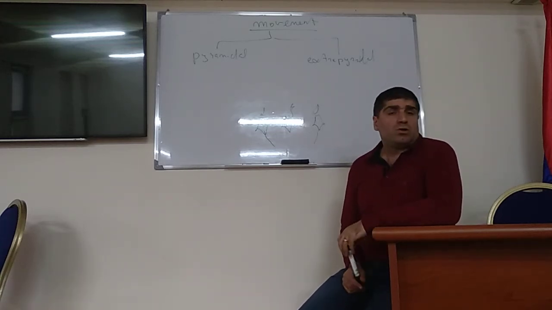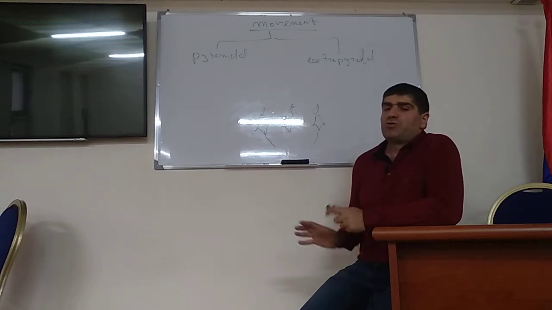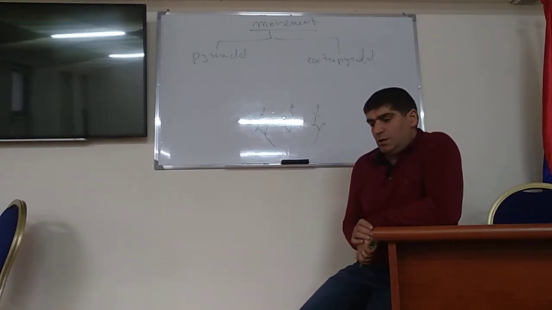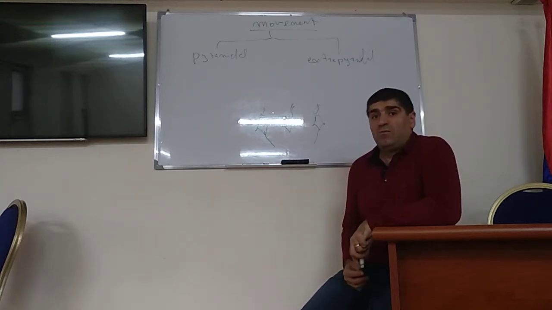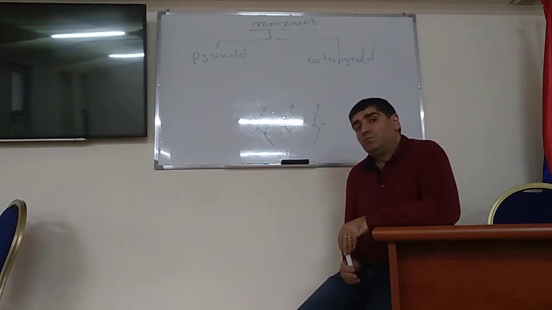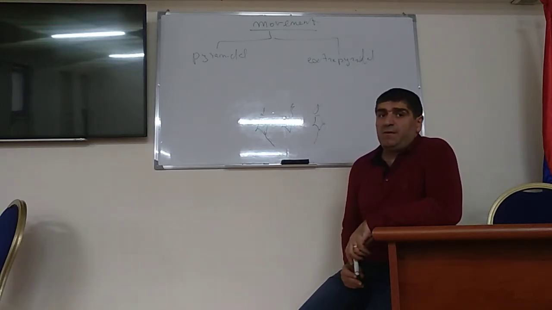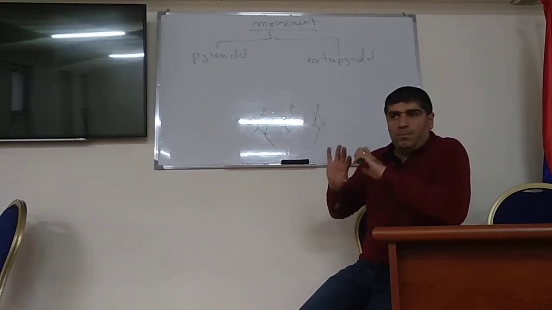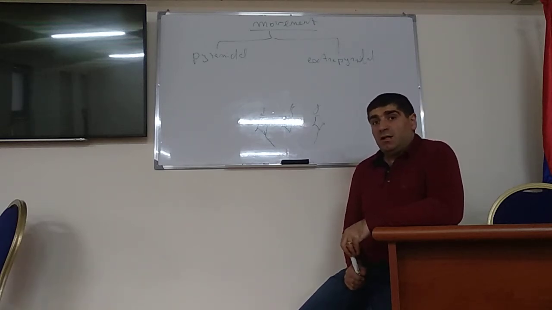So let's speak about the peripheral and central types. The structure of the nervous system makes two types of movement pathology: we say peripheral type of movement pathology and central type of movement pathology. Both of these pathologies damage the movement ability.